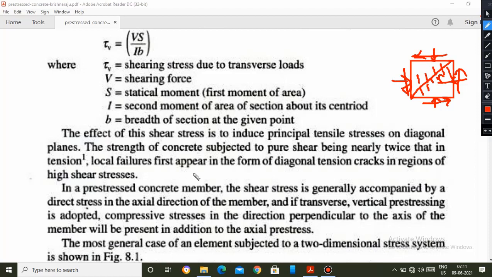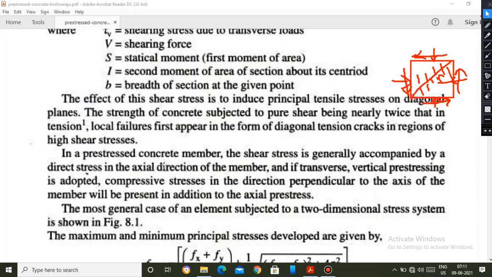Local shear failure due to diagonal tensions may happen in this type of prestressed concrete member. Because of the steel tendons in this prestressed concrete member, the diagonal tensions developed here will be less compared to normal reinforced concrete structural members. And see here, in a prestressed concrete member, the shear stress is generally accompanied by direct stresses in the axial direction of the member. And if transverse vertical prestressing is adopted, compressive forces in the direction perpendicular to the axis of the member will be present in addition to the axial prestress.